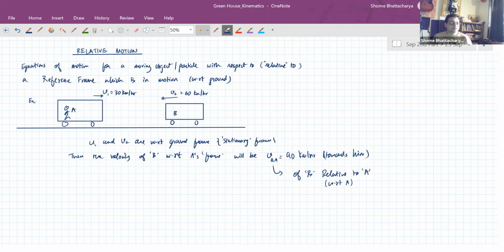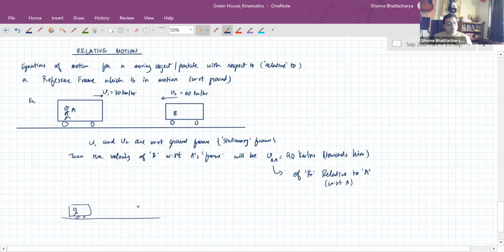Now, how can we justify this? The justification is very simple. If you are sitting inside this car and there's this other car coming at V2 like this towards you. Now, suppose this is the situation at t equal to 0, and the distance between you two is d at that point of time. So after some time, what is happening?